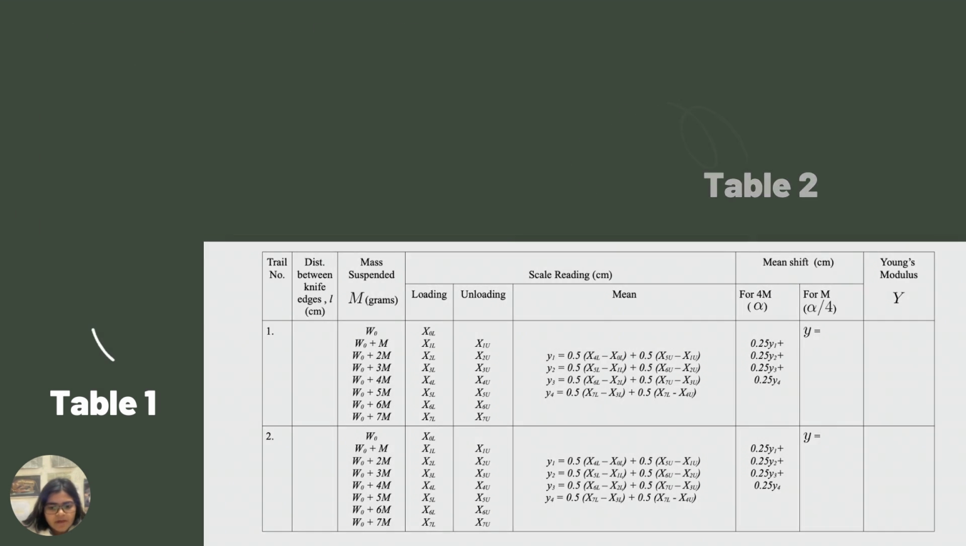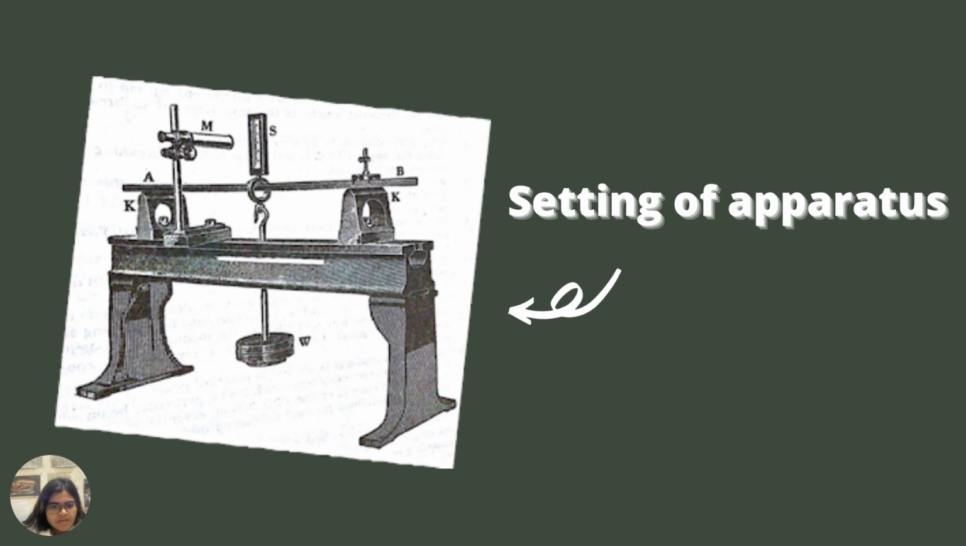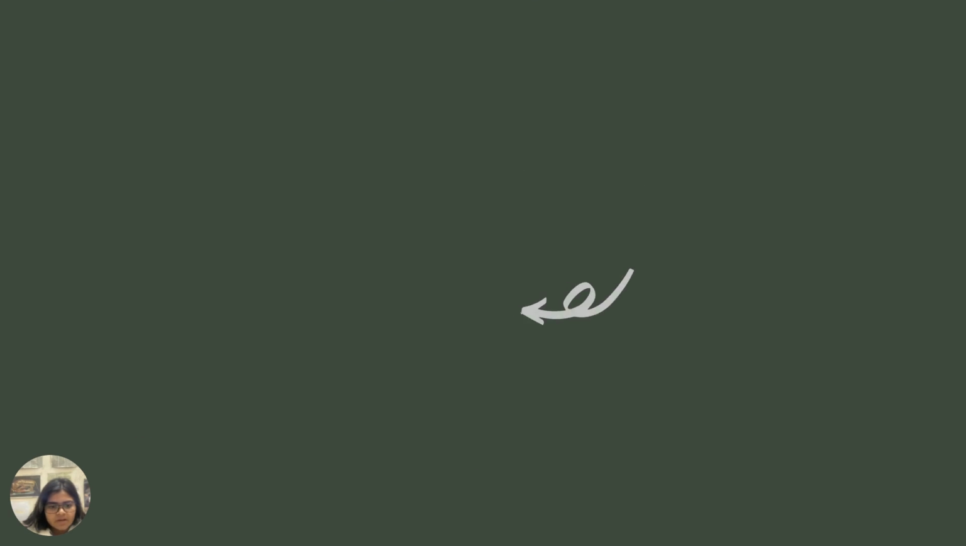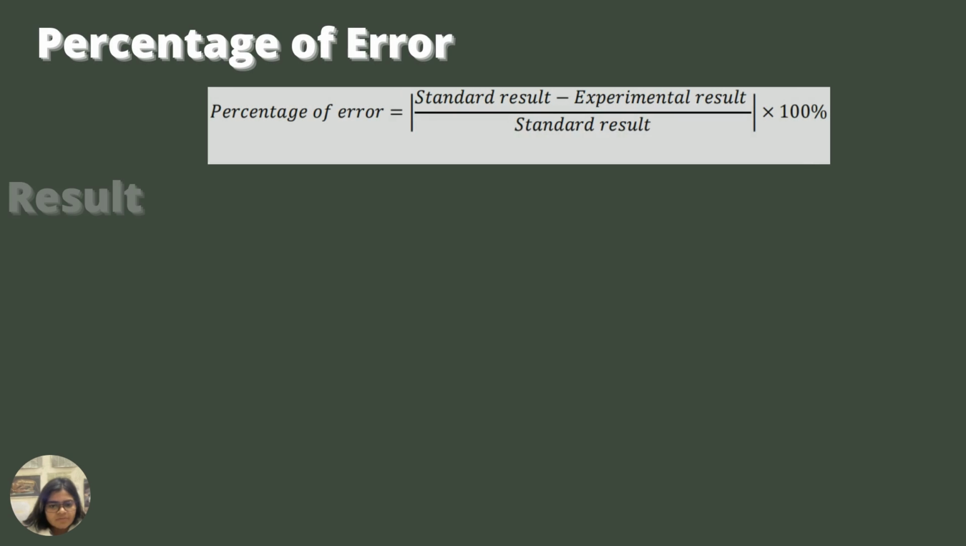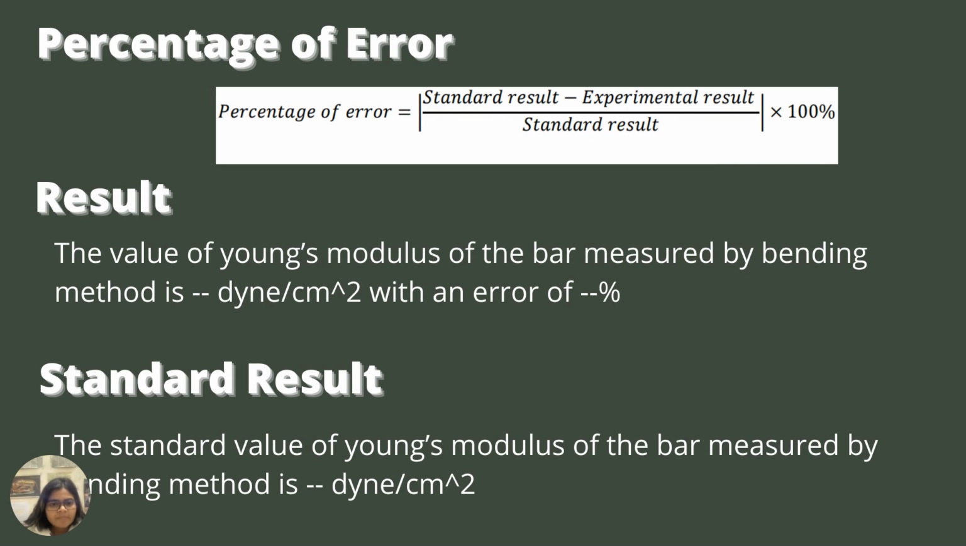This is the apparatus that we have used, and that is how we have done the experiment. Now for the calculation part, we will calculate the depression and the load, and then we will draw a graph according to that. Then we will find the percentage of error.